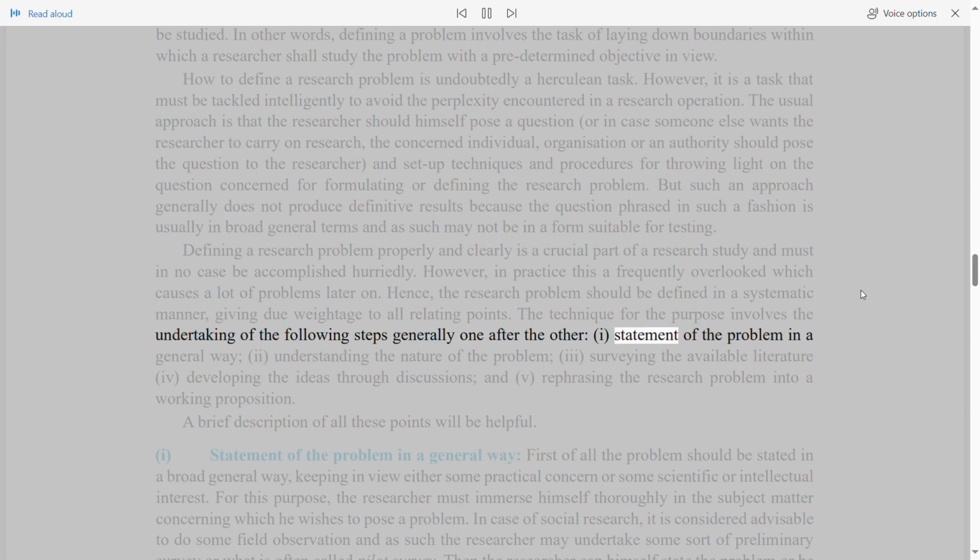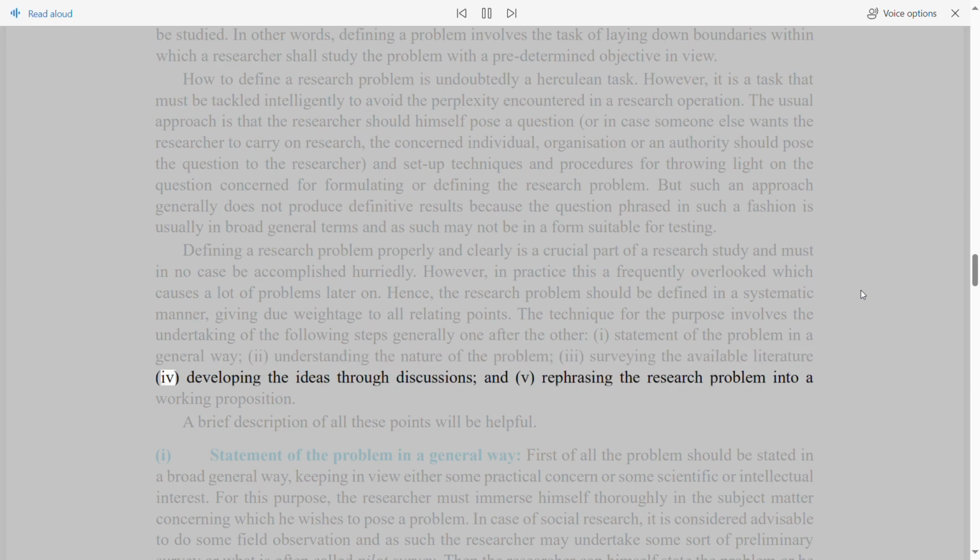1. Statement of the problem in a general way. 2. Understanding the nature of the problem. 3. Surveying the available literature. 4. Developing the ideas through discussions. 5. Rephrasing the research problem into a working proposition. A brief description of all these points will be helpful.